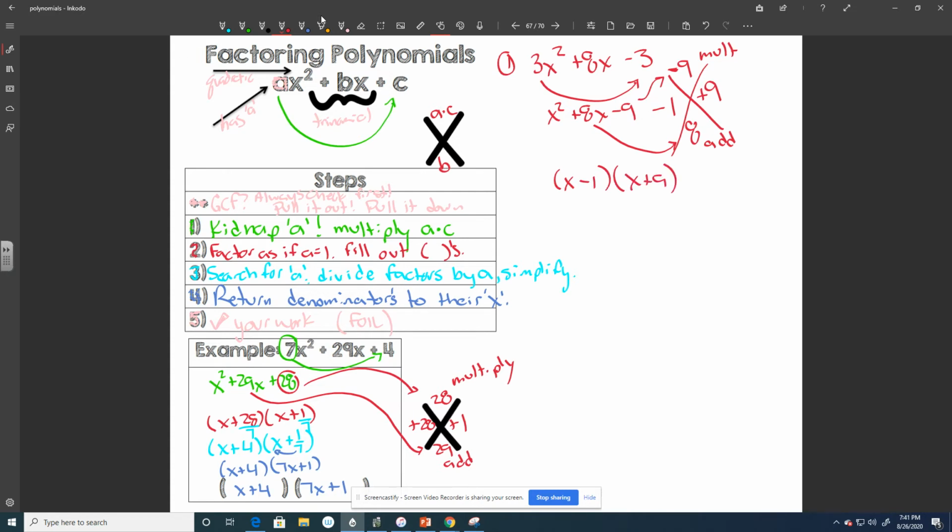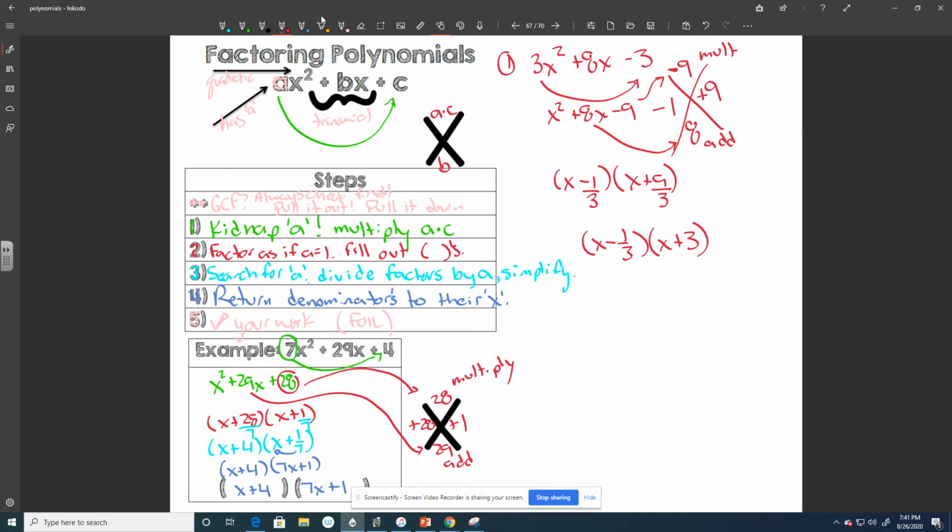Now, we got to go looking for that A that got kidnapped. So I'm going to divide this negative 1 by the A, by 3, and I'm going to divide this 9 by 3. And then I'm going to simplify. x minus 1/3, that doesn't get any simpler. But x plus 9 over 3, that's just x plus 3. So I'm going to change that to x plus 3.